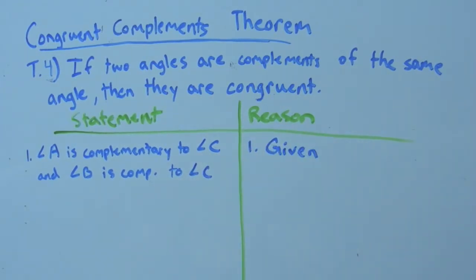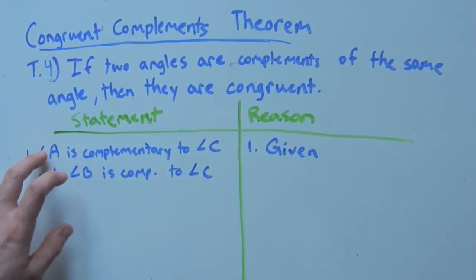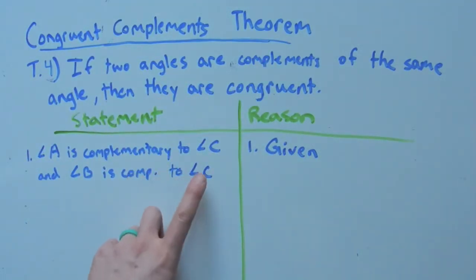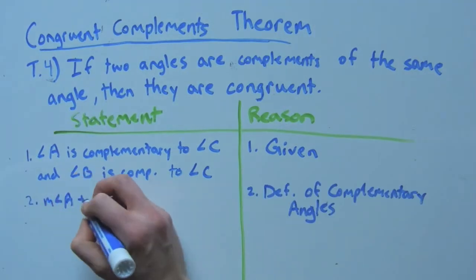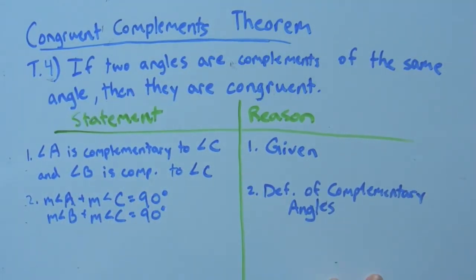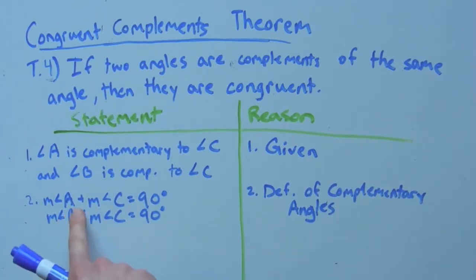So first of all, we have that angle A is complementary to angle C, and angle B is also complementary to angle C, and that's given. We have two angles, A and B, that are complements of the same angle, angle C. So because of the definition of complementary angles, we can say that the measure of angle A plus the measure of angle C equals 90 degrees, and the measure of angle B plus the measure of angle C equals 90 degrees.